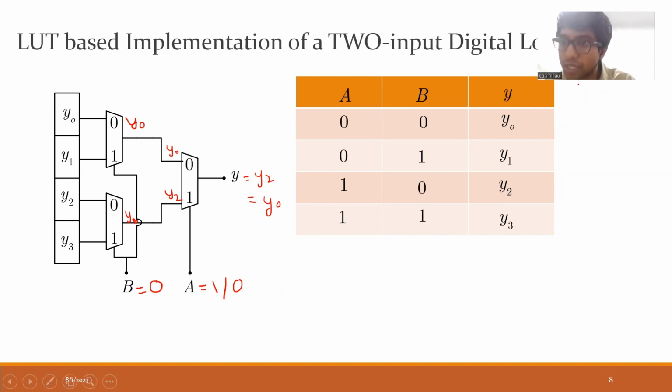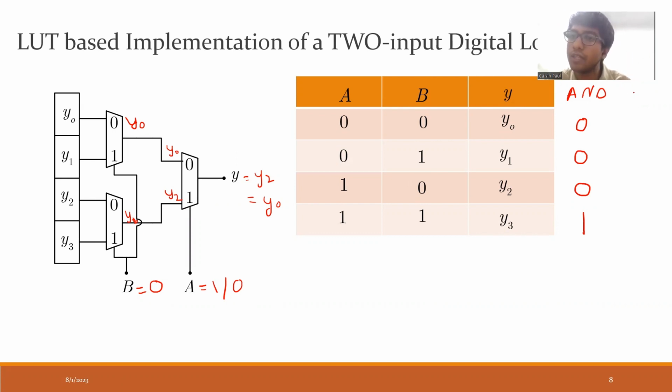So if we want to implement an AND gate based on this implementation, Y0 should be 0, Y1 also should be 0, Y2 also should be 0, and Y3 should be 1. So if we store Y0 to be 0, Y1 to be 0, Y2 to be 0, Y3 equal to 1, then when we select AB according to this, we will get this output.